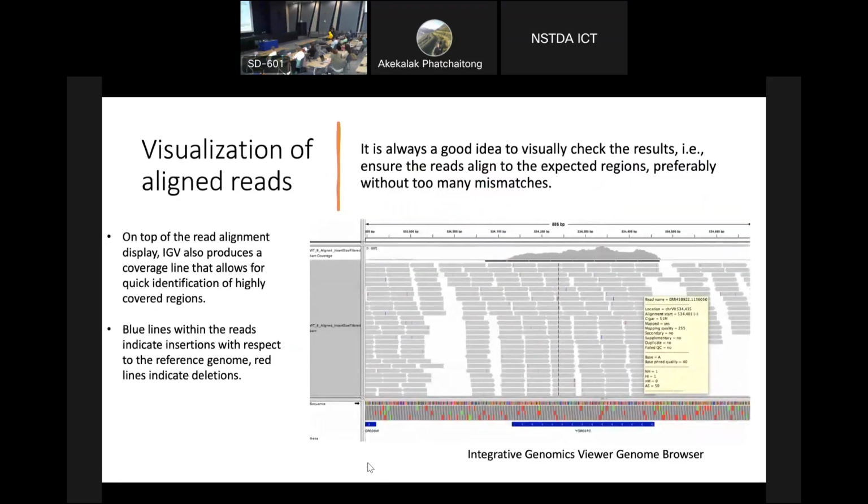And then besides relying on those reports, you should also visualize the alignment using one of these software just to make sure that it looks good. You can use the IGV, Integrative Genomics Viewer, genome browser to open up and look at the data, look at the alignment. So it's very important to visually check. In this case, blue lines indicate insertion and red lines indicate deletion with respect to the reference genome.